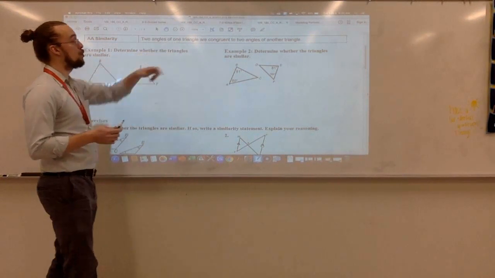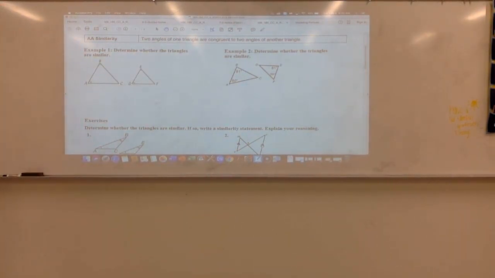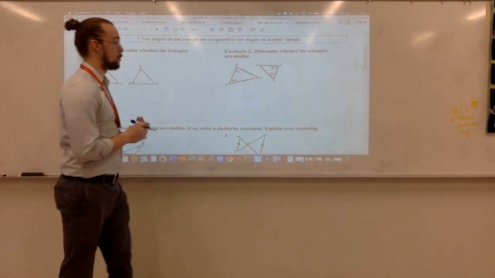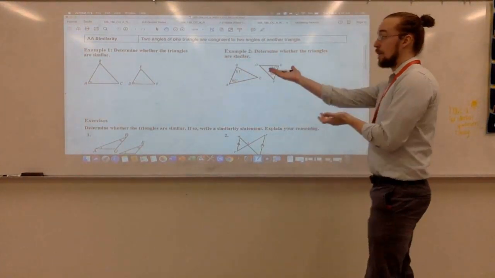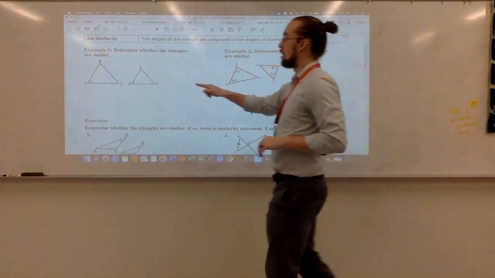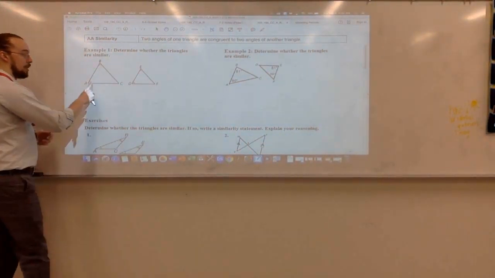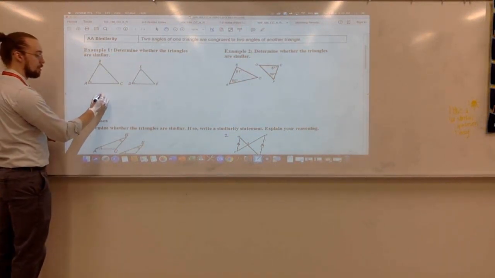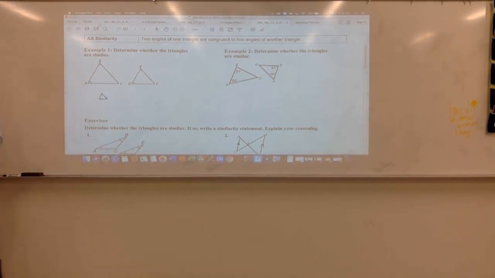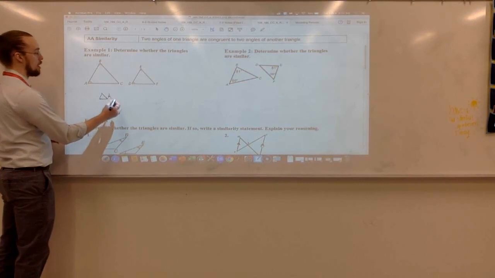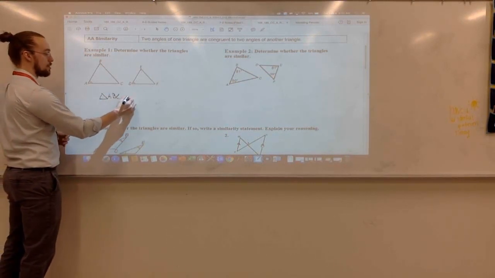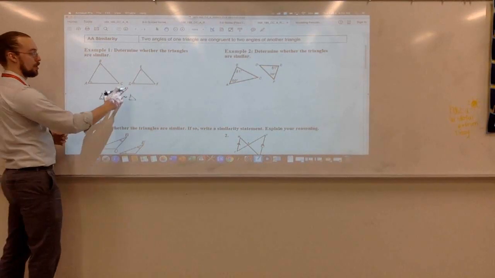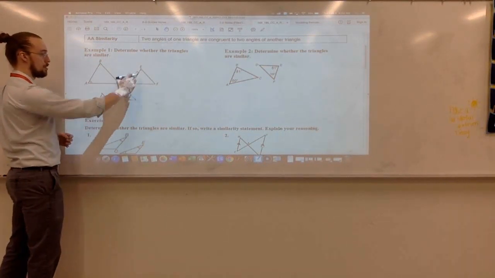If I can show that 2 angles of one triangle are congruent to 2 angles of another triangle, the triangles are similar. That's all we need. So, in this first example, I've got angles B and D congruent and angles A and D congruent. The triangles are similar. So we could write a similarity statement matching up congruent angles and say triangle ABC is similar to triangle, if we match up corresponding pieces, DEN.